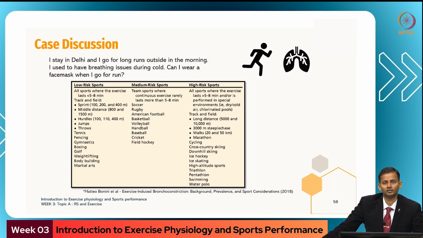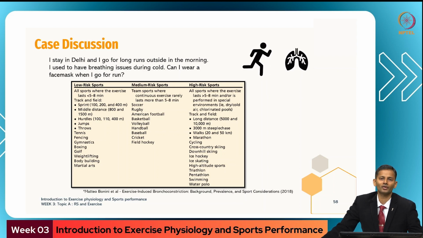So the reference I've quoted here, I've divided the sports into three different risk categories: low risk sports, medium risk sports and high risk sports. Low risk sports are sports wherein the duration is only 5 to 8 minutes. Why this duration, 5 to 8 minutes?